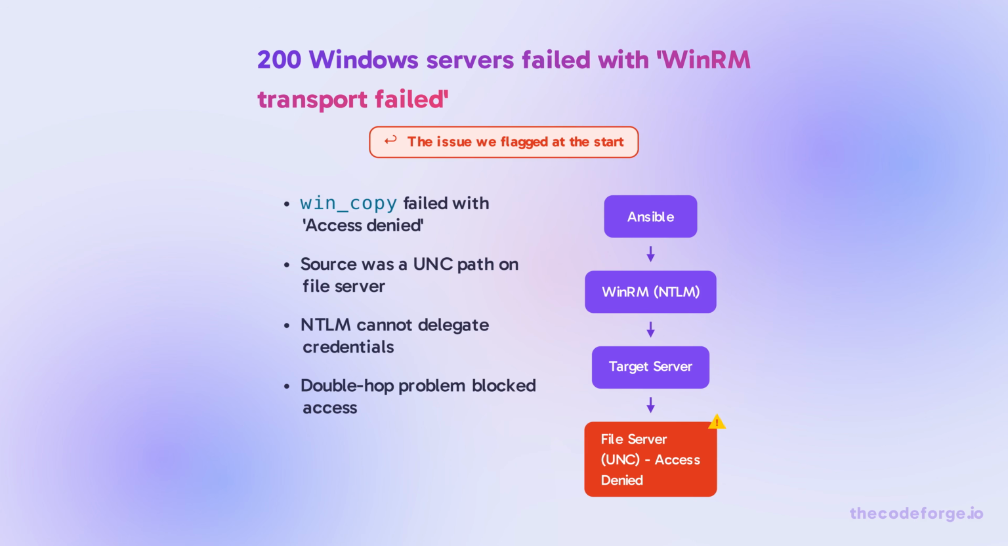This is the same issue we highlighted at the start. Here's exactly why that happened. The win_copy module failed with access denied when copying from a UNC path. WinRM with NTLM cannot delegate credentials to a second hop, the file server. That's the double hop problem.